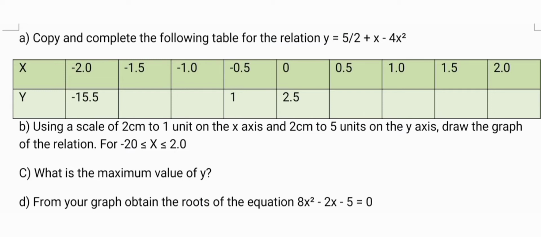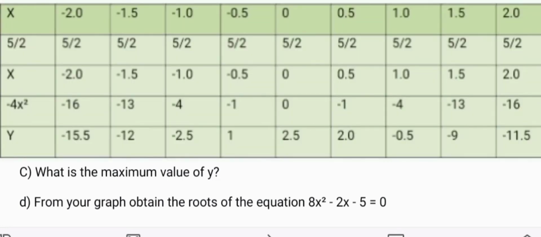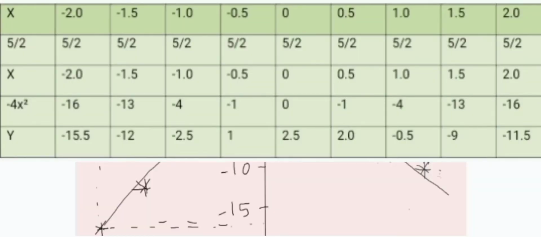Copy and complete the following table for the relation y = 5/2 + s - 4s². I'll show you two ways to solve this. And B, using a scale of 2 cm to 1 unit on the s axis and 2 cm to 5 units on the y axis, draw the graph. Table form is one way, and you can also use the equation form.